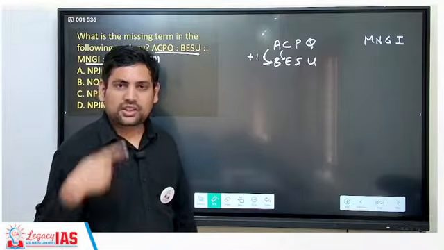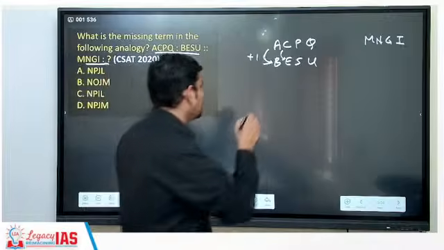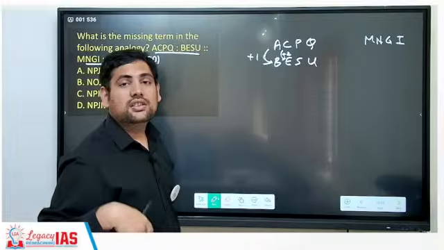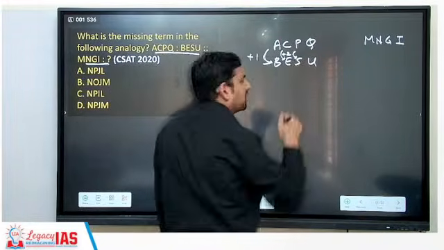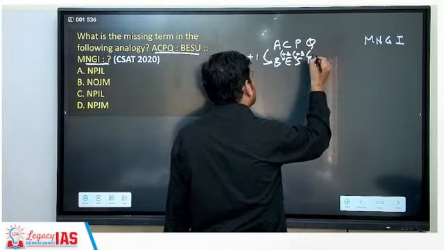Then C to E: C, D, E. So this is plus 2, because C is the third letter and E is the fifth letter. Next is P, then Q, R, S. That means plus 3. This would be plus 4.